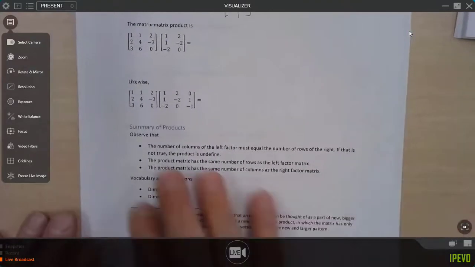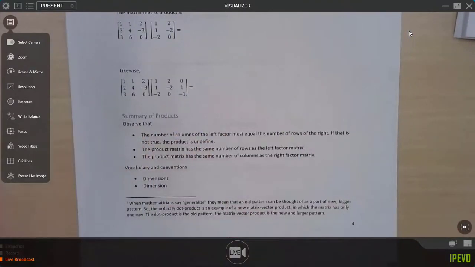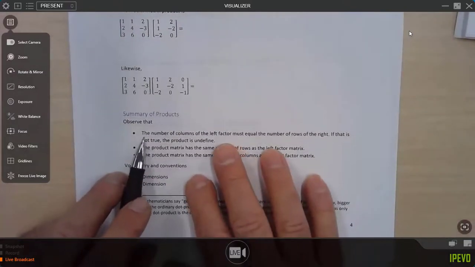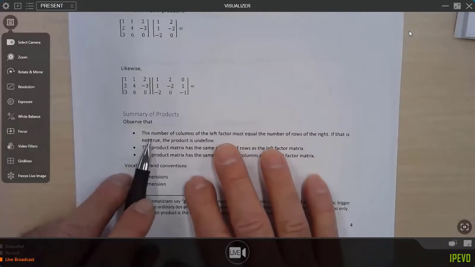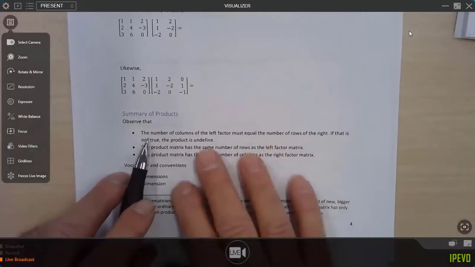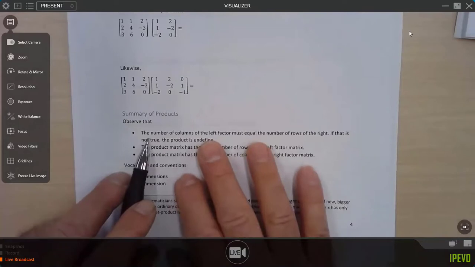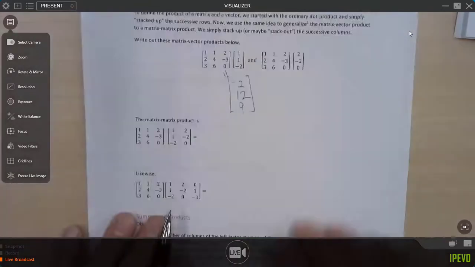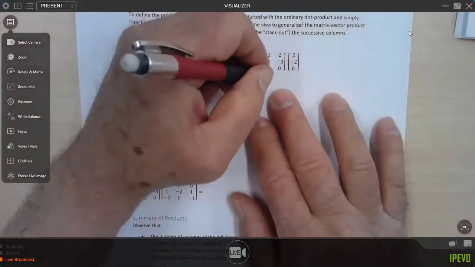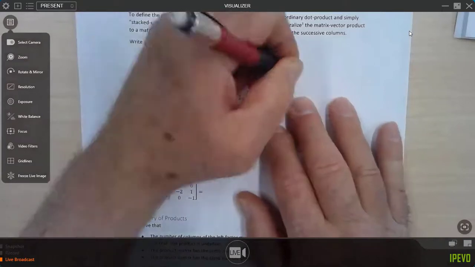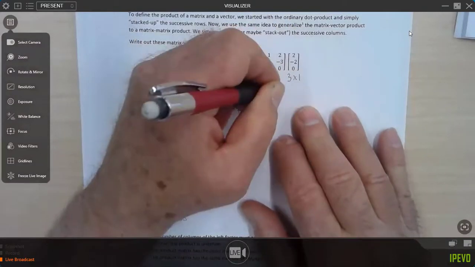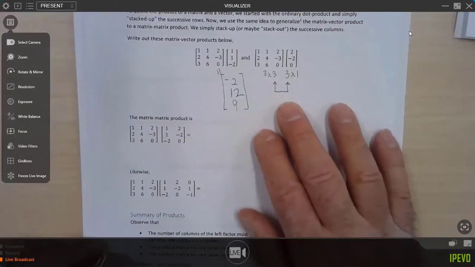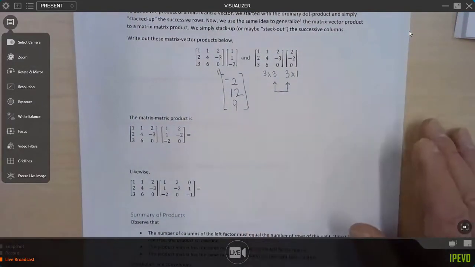Okay, summary of products of matrices. The number of columns of the left factor, actually, that's not true. Oh, I see. It's something different. The number of columns of the left factor must equal the number of rows on the right, and that is correct. So let's take a look at this one, for instance. This is a 3 by 3 matrix. This is a 3 by 1 matrix. Those two sizes have to agree. If they don't, you cannot do the multiplication.